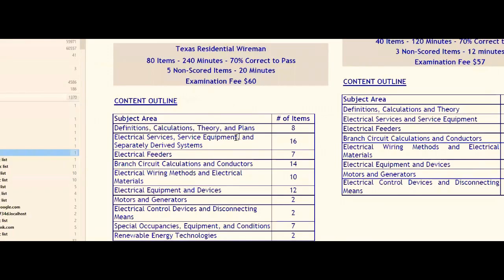So this is the outline for your exam, and I asked you Sunday about your test results. Do you have those, by any chance? I can't seem to find them. Okay, that's fine. This is the breakdown from PSI that tells you what's going to be on your test as far as the percentages. The definitions, calculations, theories, and plans at the top row there, that is mainly Article 100 definitions, which are pretty self-explanatory usually.